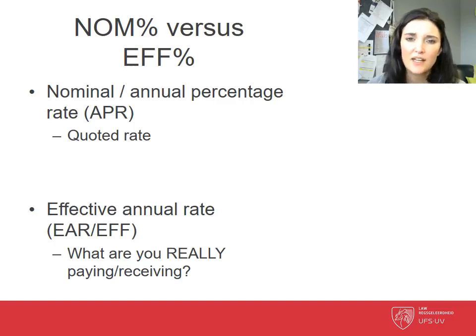To start off, it's necessary to explain the difference between nominal percentage and effective percentage. The other name for the nominal percentage is basically the annual percentage rate, or APR. On a different calculator, you might see the APR button and not the nominal percentage button, but those are exactly the same thing. What the nominal or APR tells you is the quoted rate, the rate that is quoted to you by financial institutions.